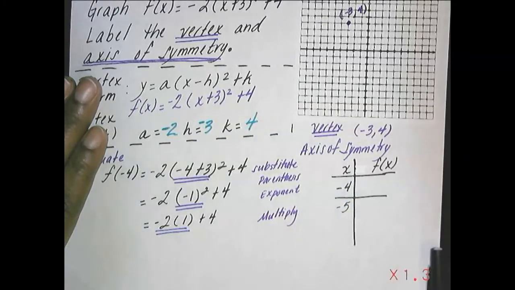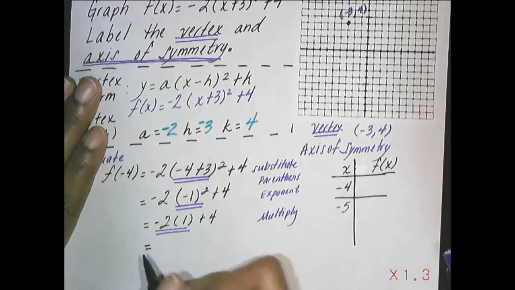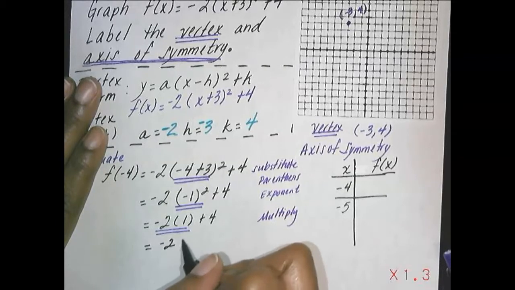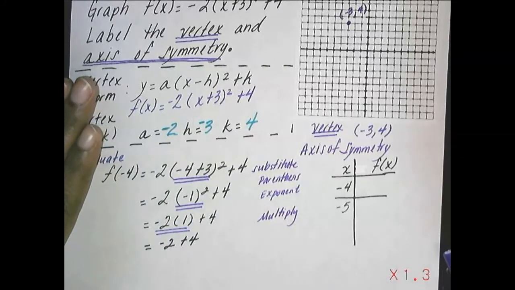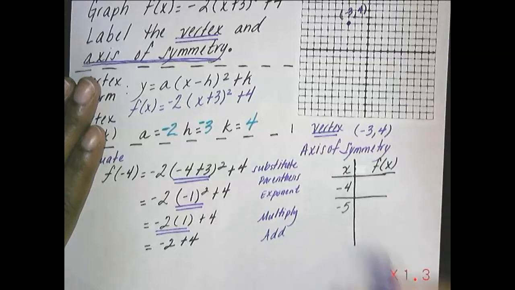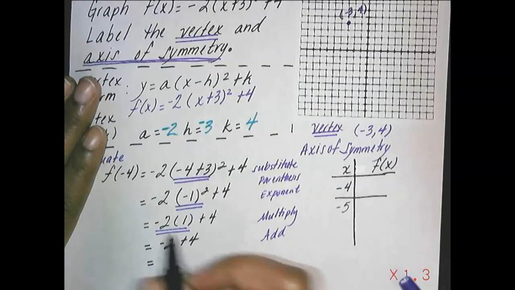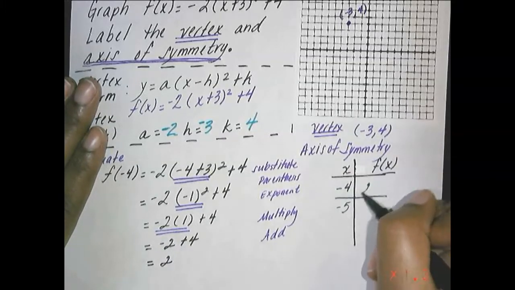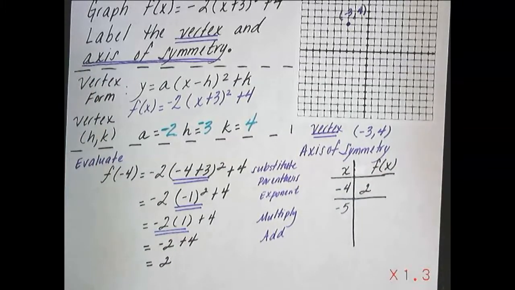We are going to multiply a -2 times a +1 and get -2. And we still add in the 4. The last thing that we're doing in this case is to add. We are adding a -2 plus 4, so that's going to be a +2. All right, so we have a point when x is -4 and y is 2.